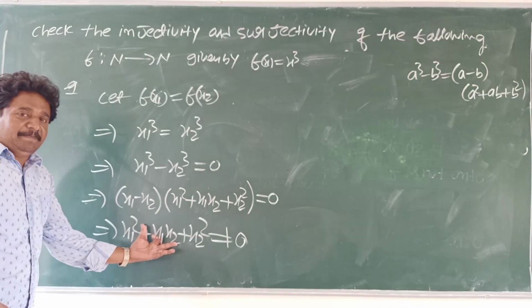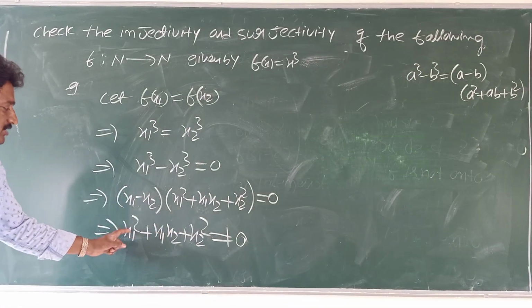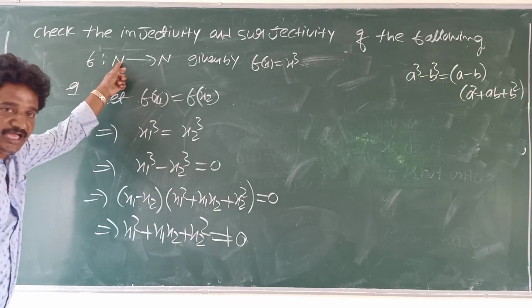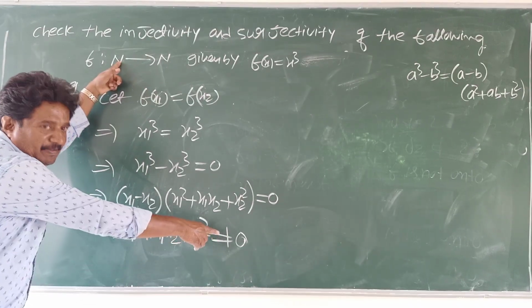You write that implies x1 square plus x1 x2 plus x2 square is not equal to 0. Why this sum is not becoming 0? Look at this, students: x1 and x2 are all naturals. Sum of naturals never becomes 0.